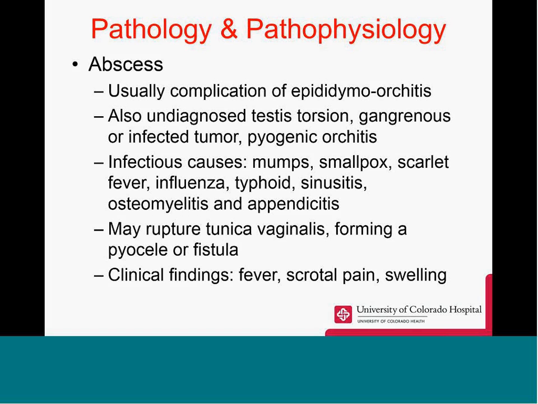An abscess is a complication of epididymo-orchitis. It can also occur with an undiagnosed torsion, a gangrenous or infected tumor, or possibly a pyogenic orchitis. Different infectious causes as well. This may rupture the tunica vaginalis, forming the pyocele that we went over earlier, or even a fistula. Clinical findings in these patients will be fever, scrotal pain, and swelling.